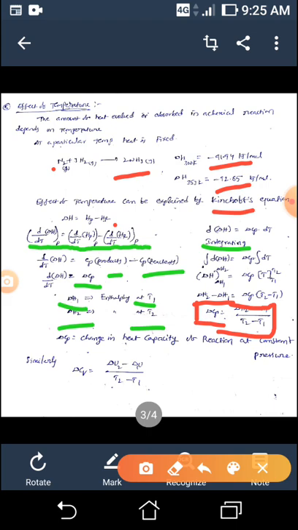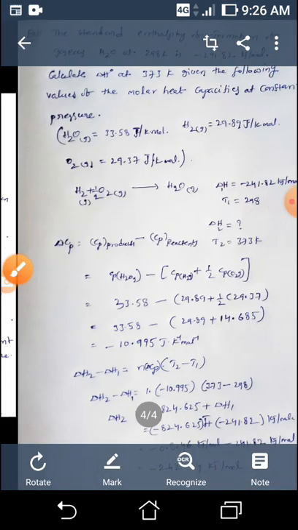Now Cp or ΔCp indicates the heat capacity of a reaction at constant pressure. Similarly, if a reaction occurs at constant volume, ΔCv relates to the change in internal energy. That is, ΔCv equals (ΔU2 minus ΔU1) by (T2 minus T1). This is the effect of temperature on enthalpy of a reaction.